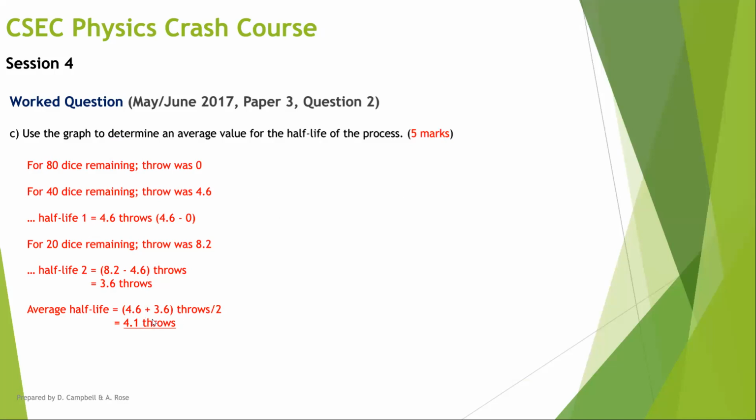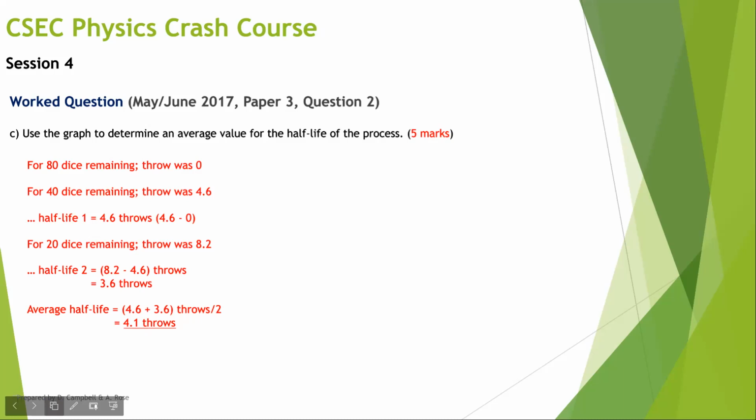So of course, you could also take the number of throws from say 70 dice to 35 dice. That would be one half-life as well. You could do from 60 to 30, etc. So it doesn't necessarily have to be 80 to 40 and then 40 to 20. As long as you find two values on the graph where the first value is twice the amount of the second, then that would be equivalent to one half-life as well.